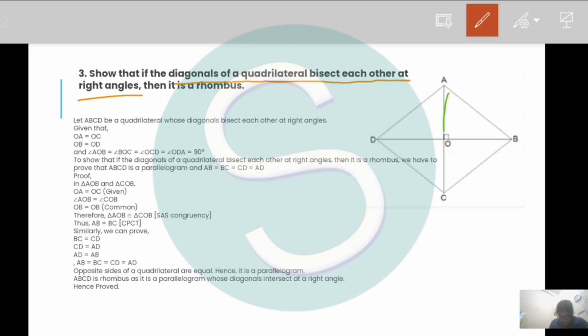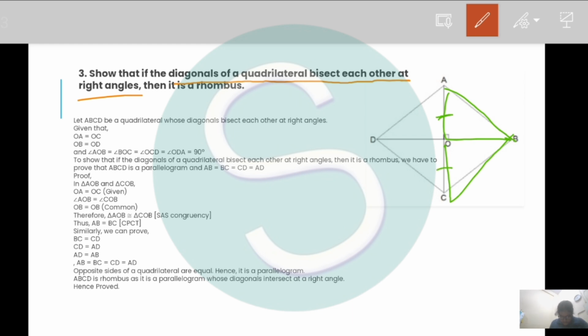Triangle AOB, this triangle, and triangle COB. अब इन दोनों को कॉन्ग्रुएंट प्रूव करना है. सो हम कैसे करेंगे? हमें ये गिवन है कि डायगोनल्स बाइसेक्ट ईच अदर. सो OA इक्वल्स टू OC.